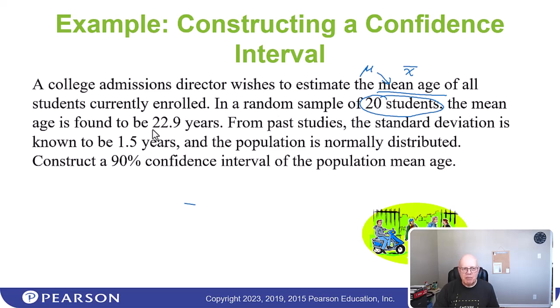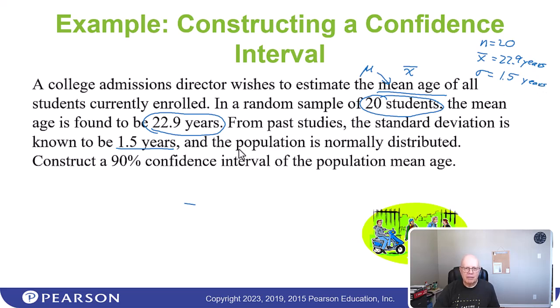In your sample, you got a mean of 22.9 years. So our sample is 20. The mean we got is 22.9 years. And it also says we know from previous years that the standard deviation is known to be about 1.5. So it's 1.5 years.